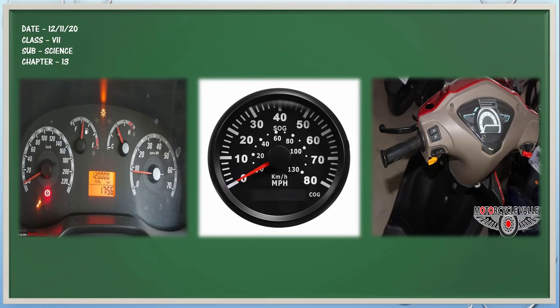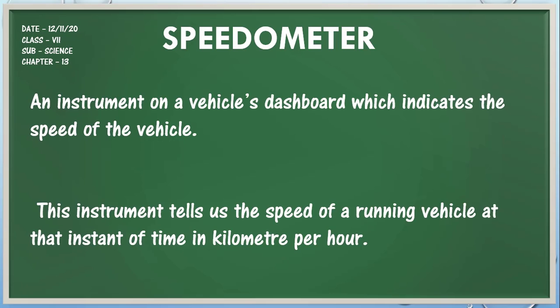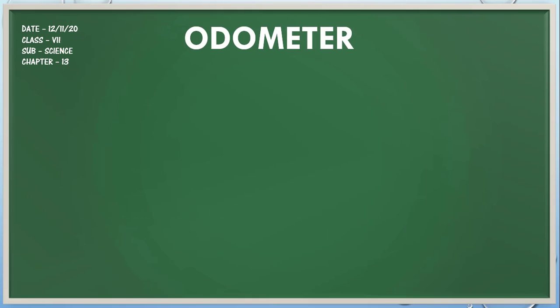I would like to ask you, have you ever seen a meter-like device on the dashboards of a car, bus, scooter or motorbike? As you can see in these pictures, these devices are called speedometers. Generally, on the corner of these meters, kilometer per hour is written because it records speed directly in kilometer per hour. Therefore, we can say that a speedometer is a device used in vehicles which measures the speed in kilometer per hour.